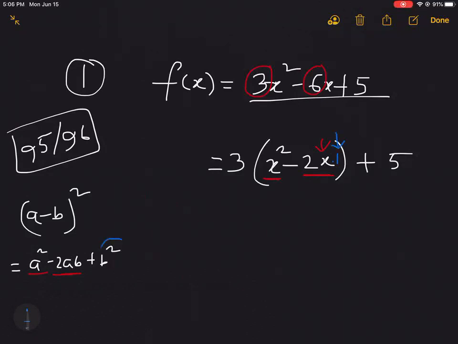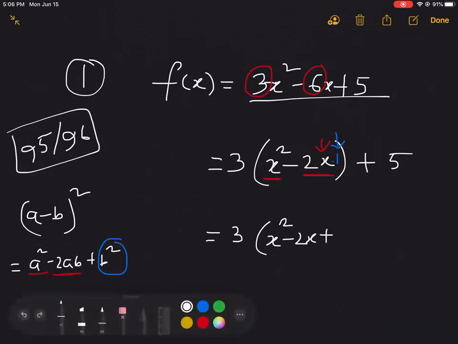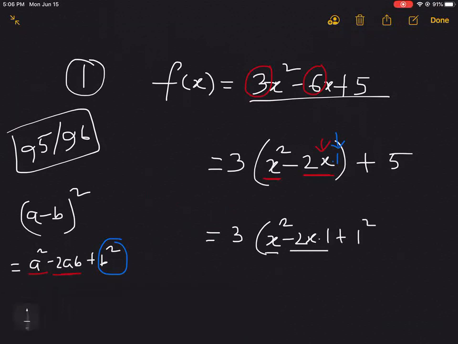So all you need is b squared. Let me write that first. Oops, sorry. 3 times x squared minus 2x plus b squared, which is 1, of course. Let me rewrite this way: 2x times 1 plus 1 squared. Okay, so that's a squared minus 2ab plus b squared. So now the square will be complete.